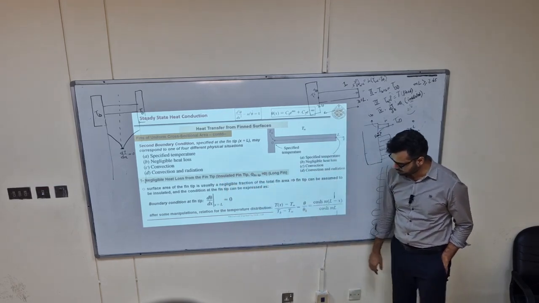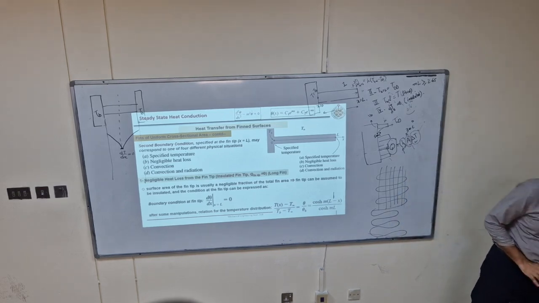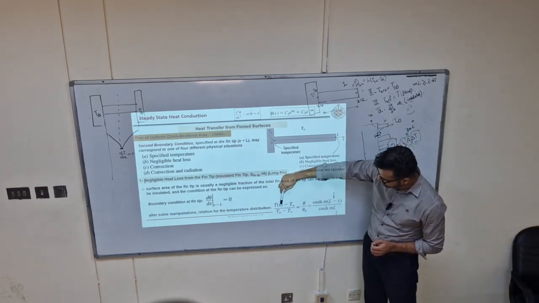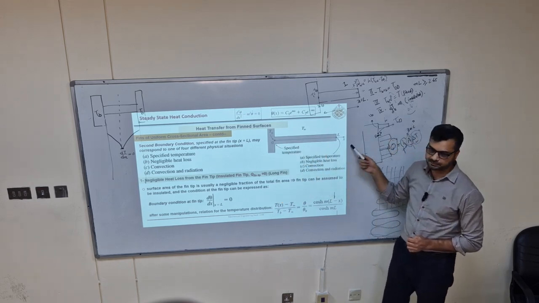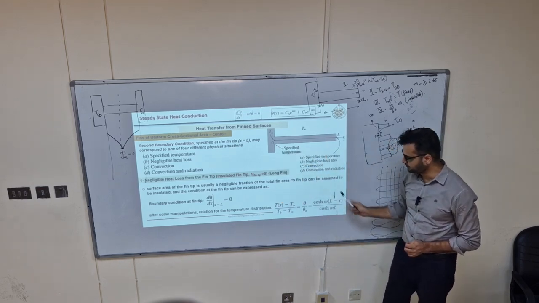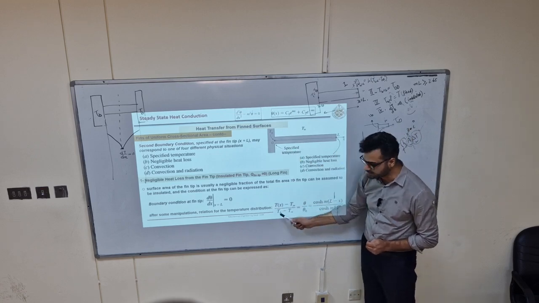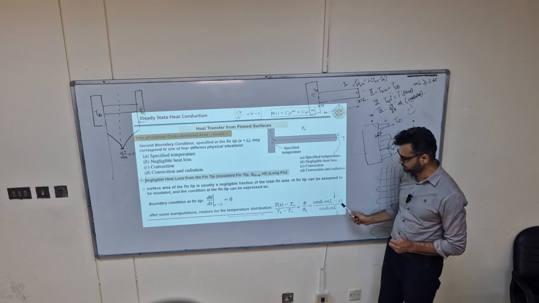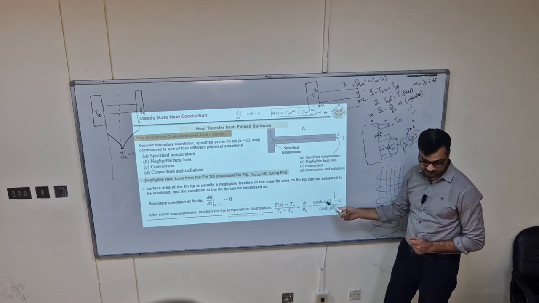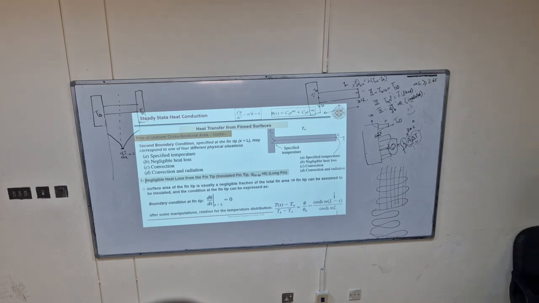So what is this equation? It gives temperature at any x. Time is already over. This is the temperature distribution along the length of the fin. With the help of that equation, we can find temperature at any x when T infinity is given, TB is given, base temperature, and all others, M, L, whatever. And here there are hyperbolic functions involved. Okay. So we'll start.